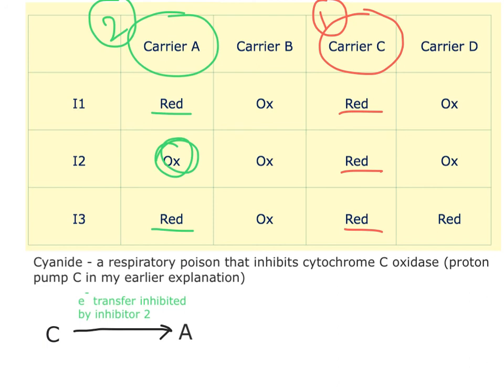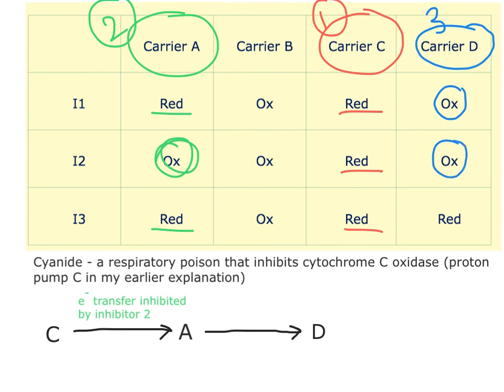Okay, third in the chain, therefore, based on this, is carrier D. You can see that both inhibitors 1 and 2 are preventing the reduction of carrier D. It remains oxidised. Only inhibitor 3 has no effect, so it can be reduced in the presence of inhibitor 3. But inhibitors 1 and 2 are preventing its reduction. It remains oxidised because the electrons cannot be transferred to it because it's being inhibited. So that's carrier D in third position.